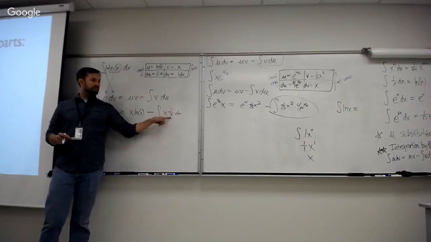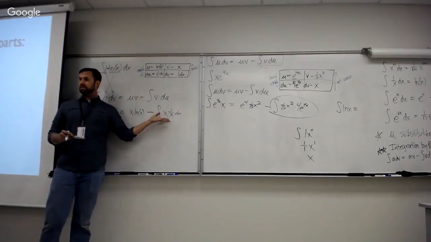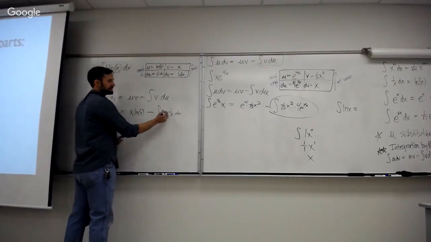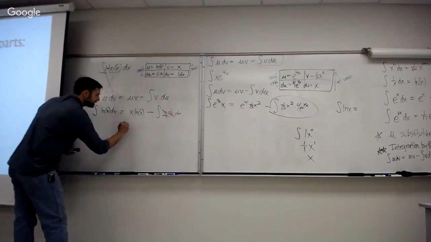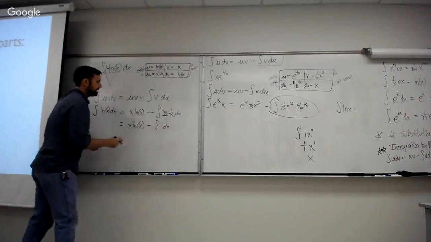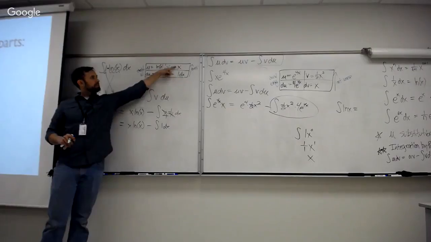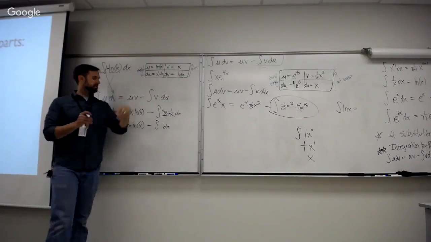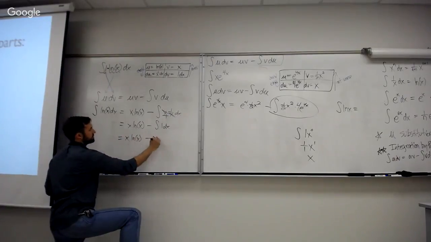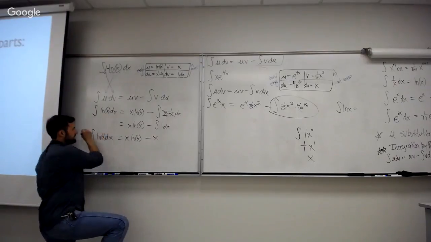What's x times 1 over x? Not x. It's just 1. x over 1 times 1 over x. The x's cancel, and that's really just minus the integral of 1. And we just said that a second ago. What's the antiderivative of 1? Just x. So now we have x natural log of x minus x. That's what the integral of the natural log of x is.